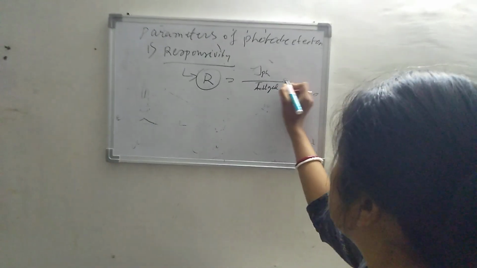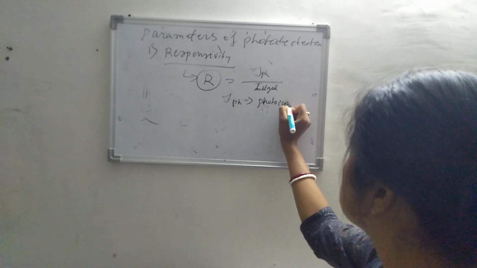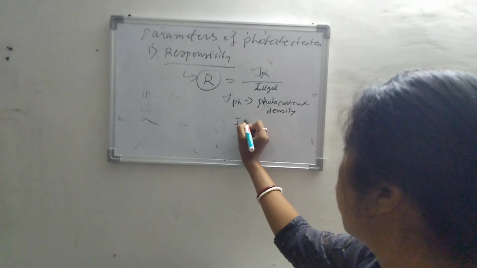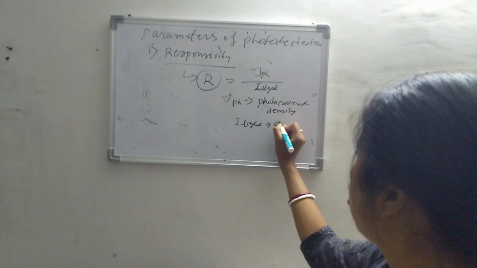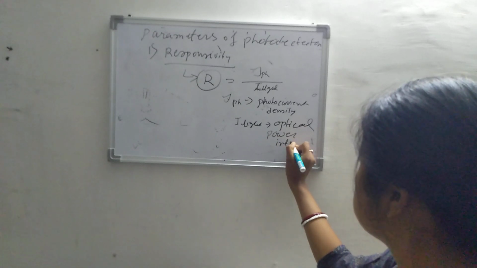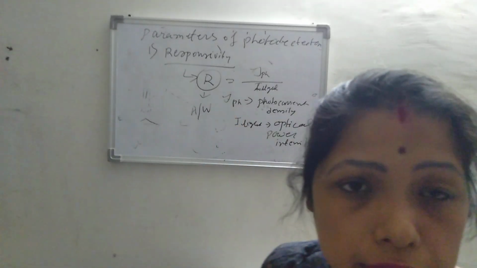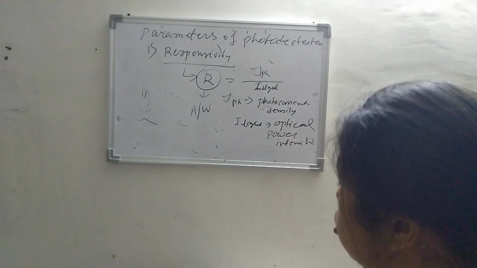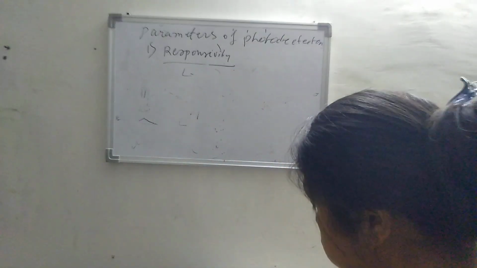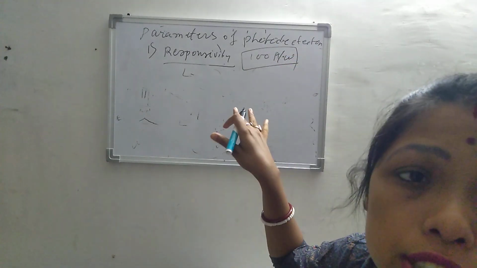So J_PH is the photocurrent density, and I_light is the optical power intensity. The unit of this R is ampere per watt. If we get, suppose, 100 ampere per watt, then this device is very good.